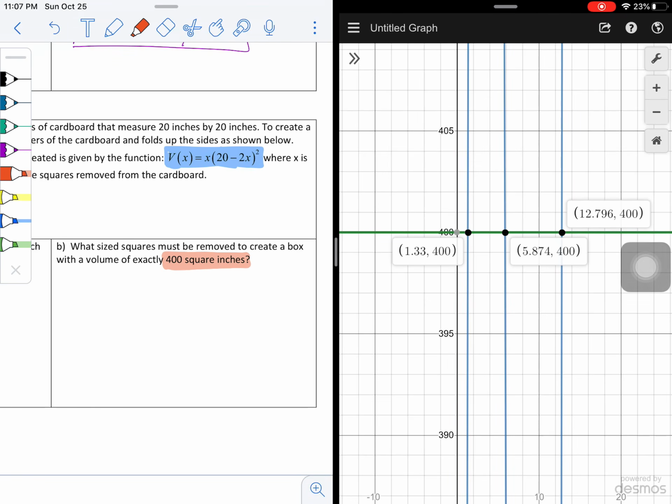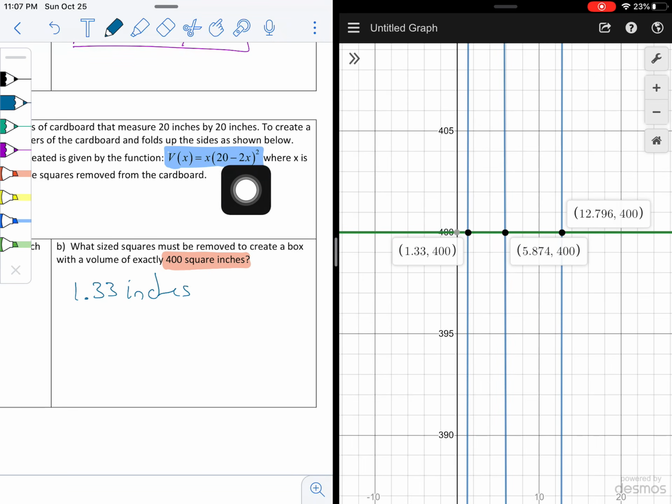There's one of them. Now, some of these make sense, some of them don't. If I go here and talk about removing a 1.33 inch square, then up here, 20 minus 2 times 1.33, yeah, that makes sense. So I could absolutely remove a square of 1.33 inches.